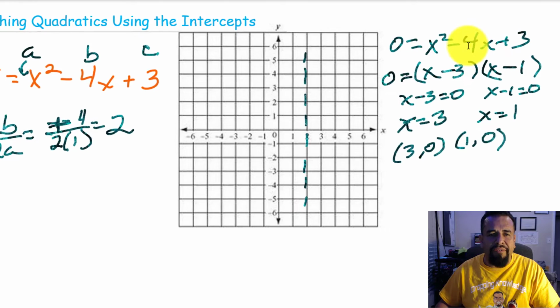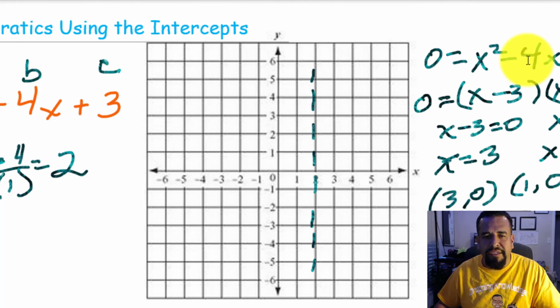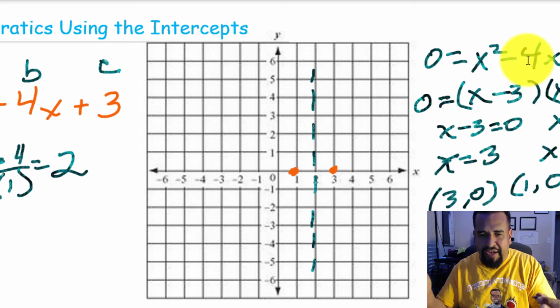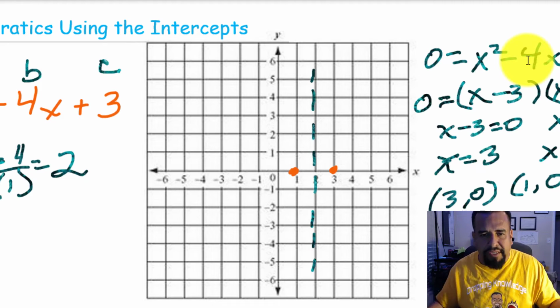Let's go ahead and graph them. Let's make them in a bright color so you can see them. So (3, 0) would be here, and (1, 0) would be here. Okay? Makes sense. Look how symmetrical that is. It's right in the middle between the 2 points.